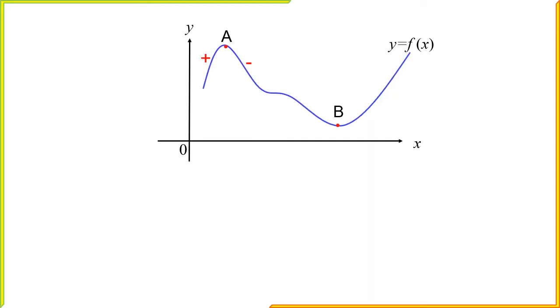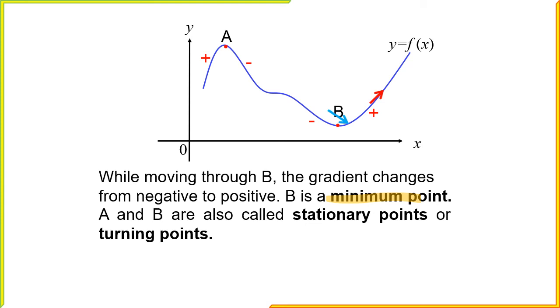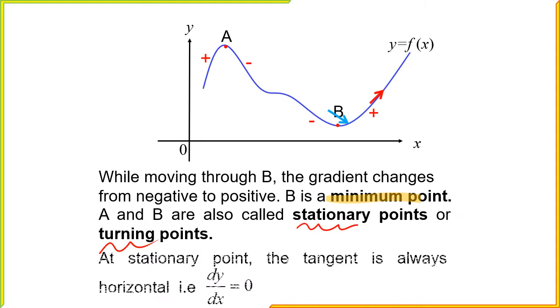And then for B, while moving through B, the gradient changed from negative to positive. Negative gradient to positive gradient. So B is a minimum point. A and B are called stationary points or turning points. So we have two names for this, which is stationary or turning points.